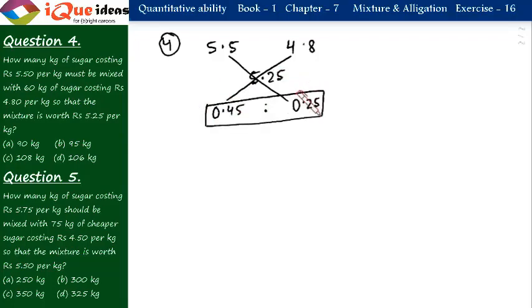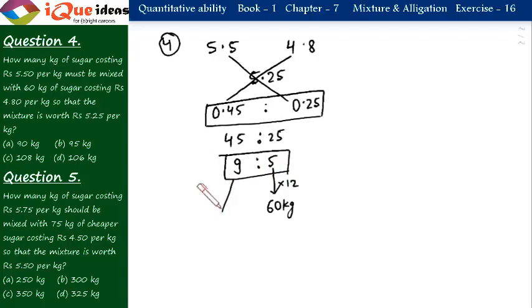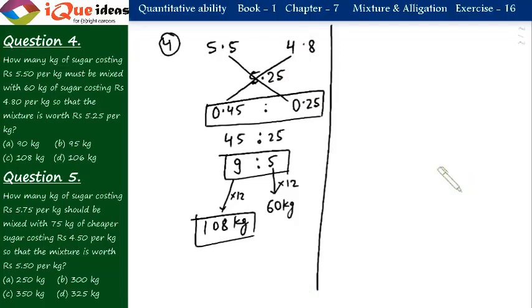So the ratio of these two quantities will be our required answer. This is the ratio of quantities. Right, so this is 45:25. If you divide by 5, it is 9:5. So the ratio of quantities is 9:5. Now the second quantity, which stands for 5, is given as 60 kg. So 5 stands for 60 kg. You can apply the unitary method and calculate. So 5 times 12 is 60. So 9 times 12 would be 108 kg. So the required quantity of the first sugar is 108 kg.